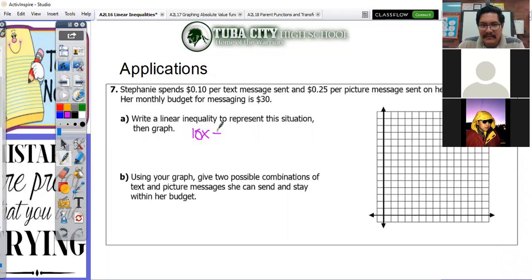0.10x plus 0.25y. And it has to be under that amount, right? So that means that this is going to go this way. Now, is there going to be an or equal to? Well, let's think about it this way.